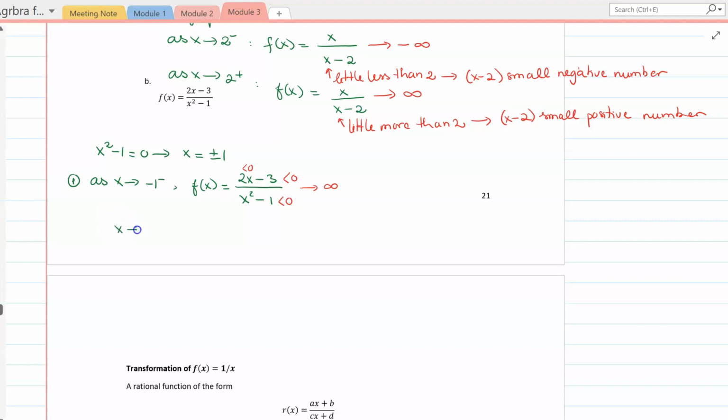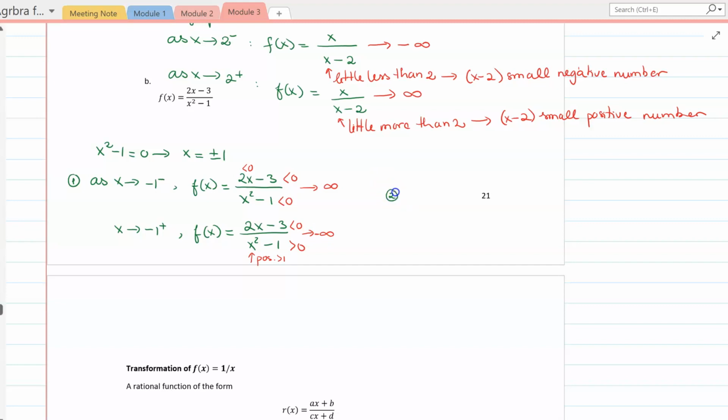So as x approaches negative 1 from the right, f of x is equal to 2x minus 3 divided by x squared minus 1, the denominator is going to approach positive, okay? Because negative 1 to the right is a little larger than negative 1. A little larger than negative 1 squared is still a little larger than 1. So this right here is a positive number that is larger than 1 by a little bit. Okay. Then the denominator is going to be positive, but the numerator is going to be negative. This leads to your vertical asymptote going to negative infinity.